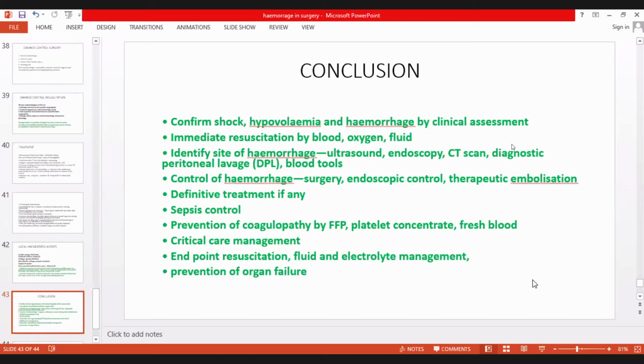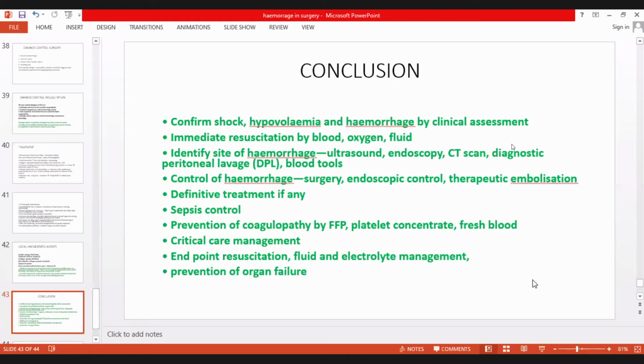You can identify the site of hemorrhage either through the general examination, or if there is concealed hemorrhage, we need to know some basics of ultrasound so that you can find the site of hemorrhage. Endoscopy, we need to know so that we can find out which part of the GI tract is bleeding. If the patient is stable, we can suggest a CT scan, and sometimes diagnostic peritoneal lavage and blood tests can be done.